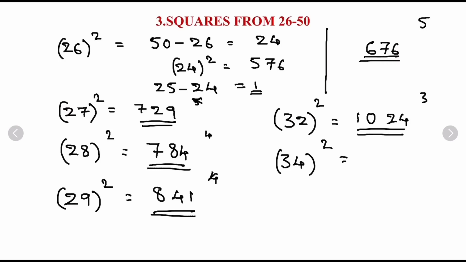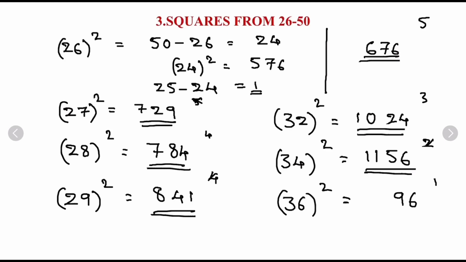To go with another example, 34 square. How much less than 50? 16. 16 square, 256. 2 carry forward. So 25 minus 16, 9. 9 plus 2, 11. 1156 is the answer. To go with another example, 36 square. How much less than 50? 14. 14 square, 196. 1 carry forward. 25 minus 14, so 11. 11 plus 1, 12. 1296.